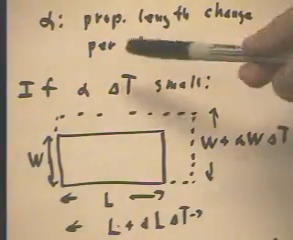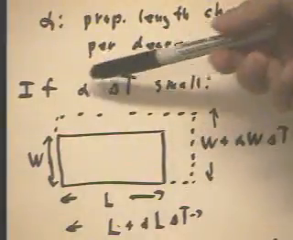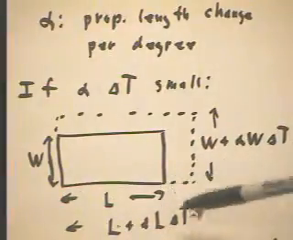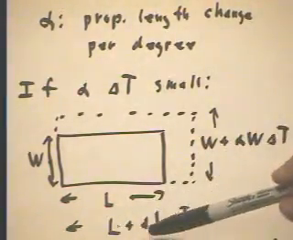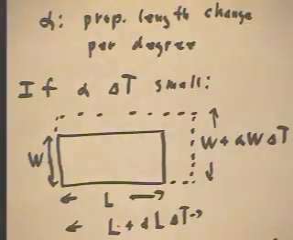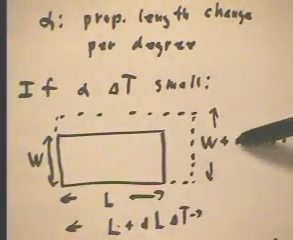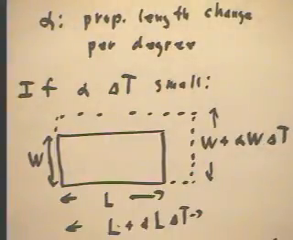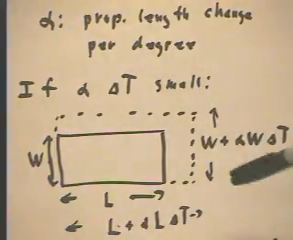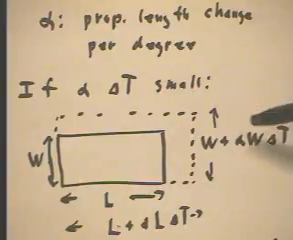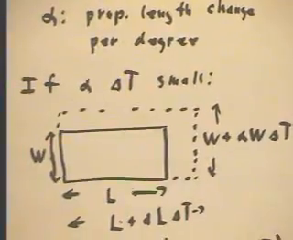So that for small alpha delta T, and alpha delta T is almost always small, if we start with length L, we're going to end up with length L plus alpha L delta T. And if we start with width W, we're going to end up with width W plus alpha W delta T. In that case, let's ask the question, what happens to the area of this thing? Again, remembering that alpha delta T is a small proportion of the original length or width.